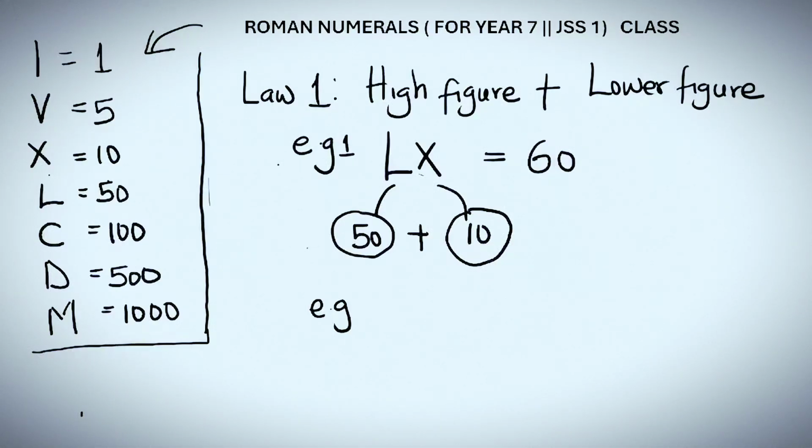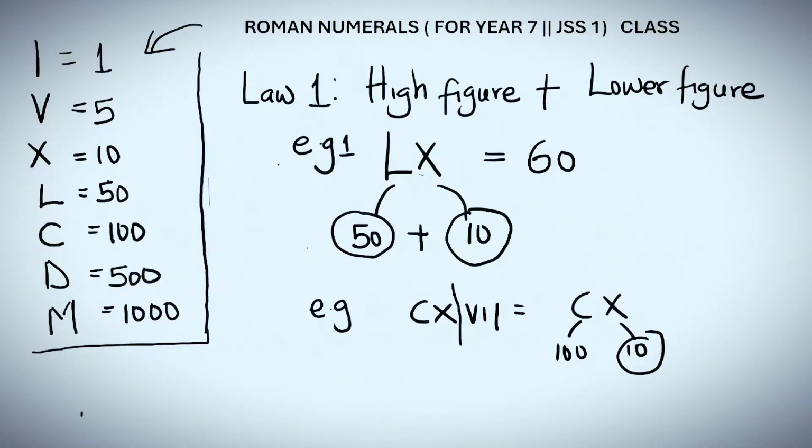Let's assume we're asked to get the meaning of CXVII. How do we get the answer to this? Since we have more than 2 Roman figures, what we do is break them into 2s. The first 2 is CX. C is coming first. C is 100, X is 10. So we add both the 100 and the 10. That gives us 110.